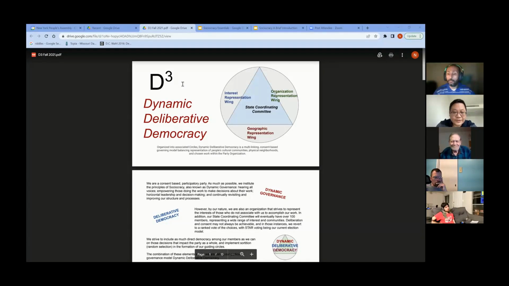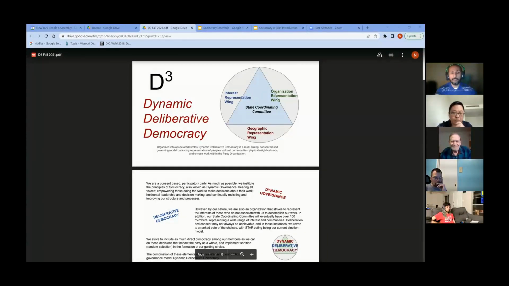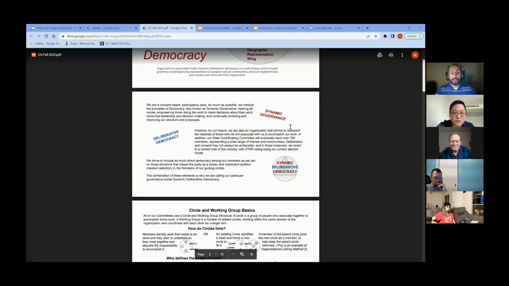As you can see, it's a power structure inside a circle that's broken up. Inside you have the interest representation wing, the organizational representation wing, and the geographic representation wing, all in the center of the state committee, state organizing committee, coordinating committee, I'm sorry. Okay, it's consent-based, where most of their meetings use consent-based governance.